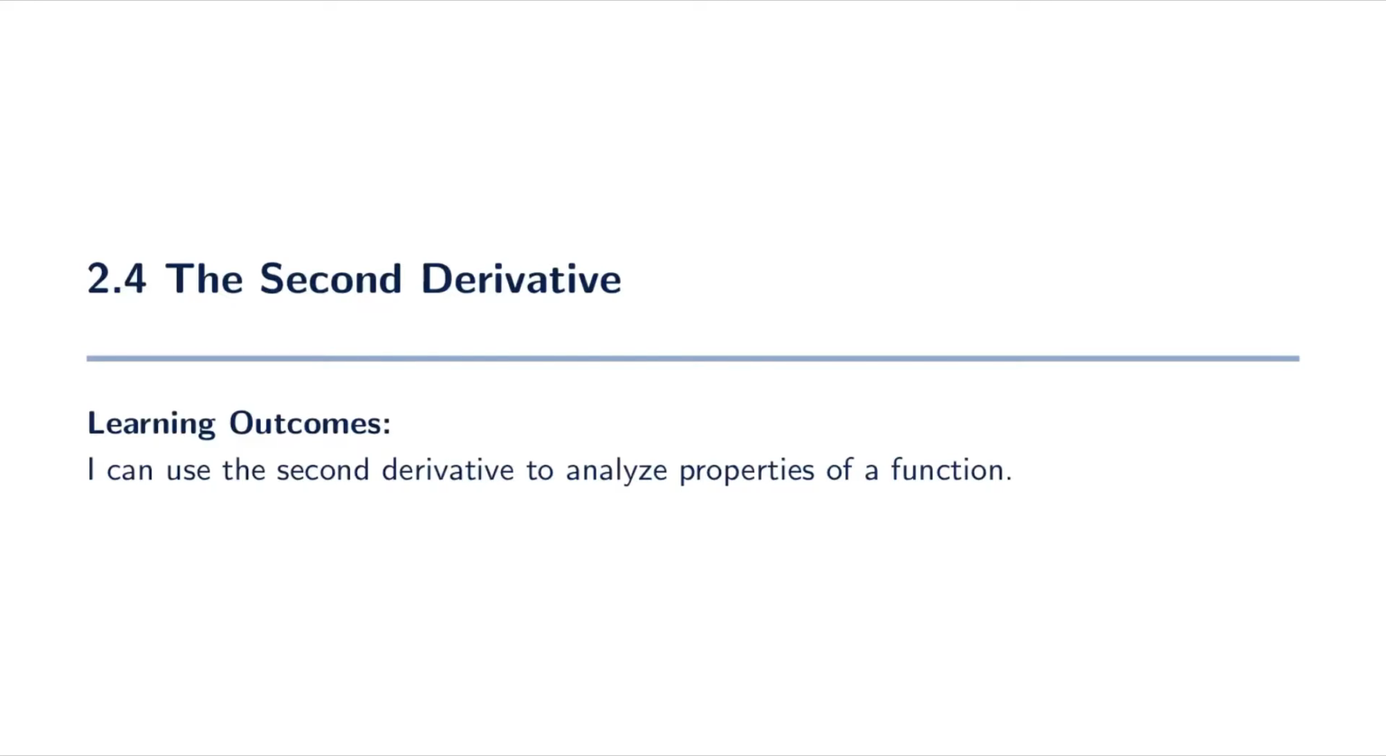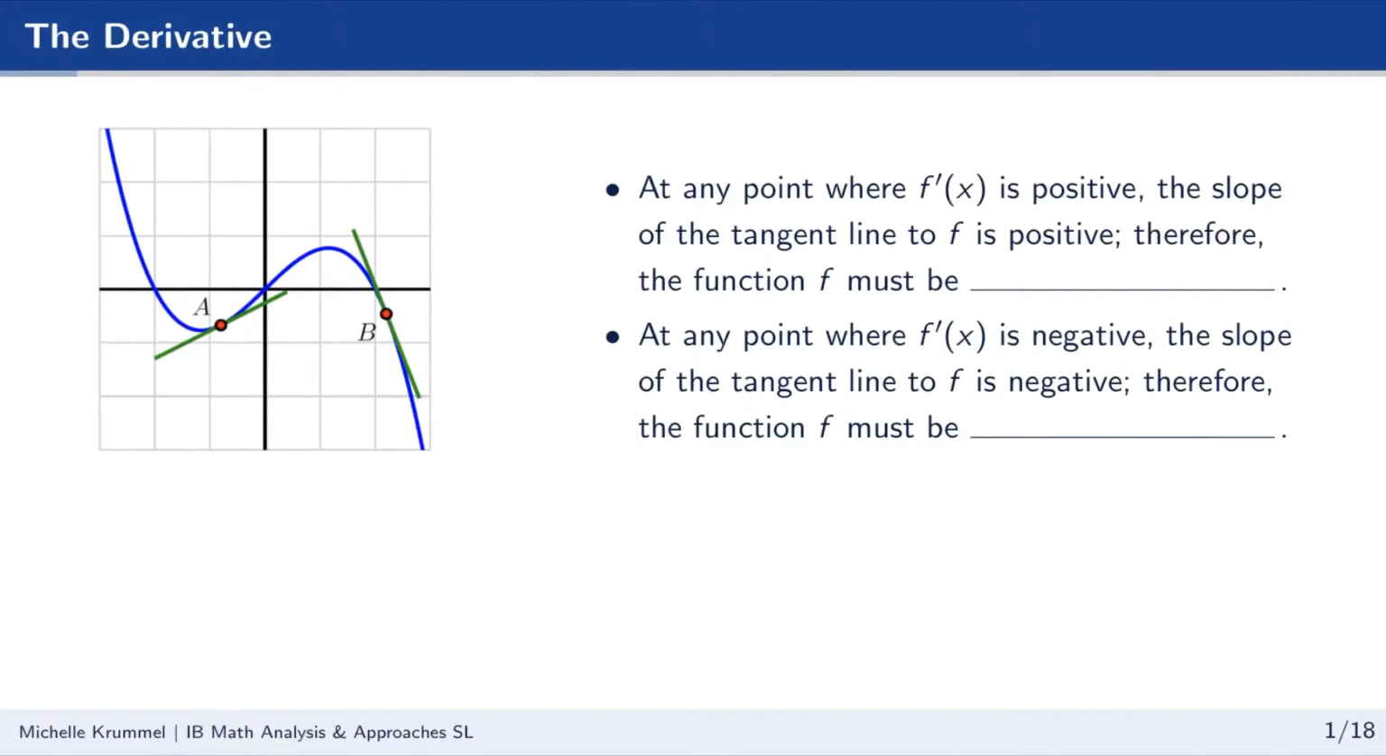Hello, in this lesson we're going to define the second derivative and see how we can use the second derivative to analyze properties of functions. In this first example we have the graph of a function f. Let's label that f. And we have a couple points labeled on the graph along with the tangent lines to the curve at those points.